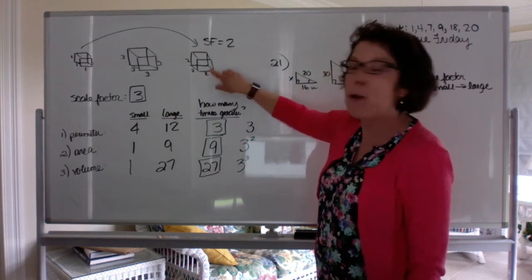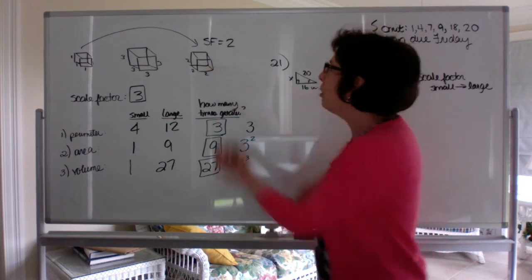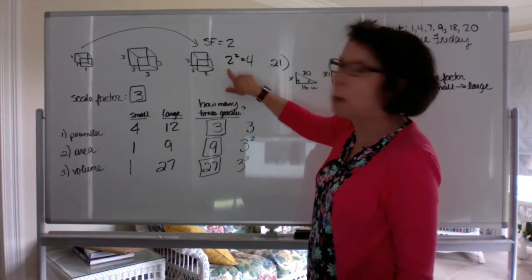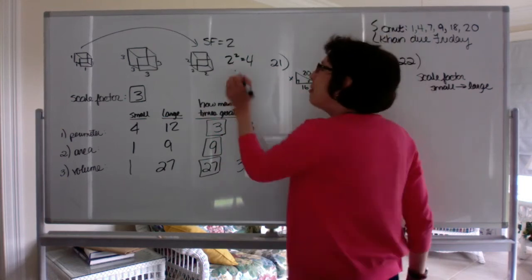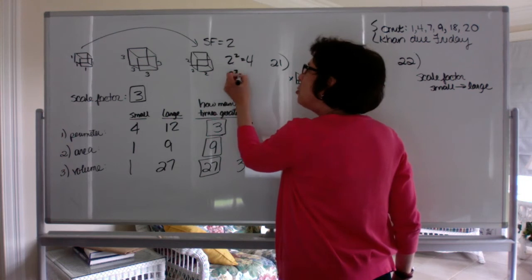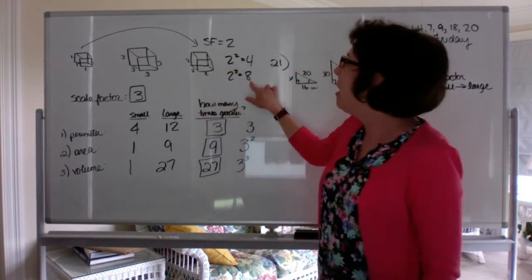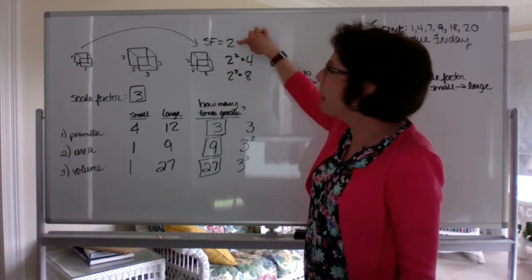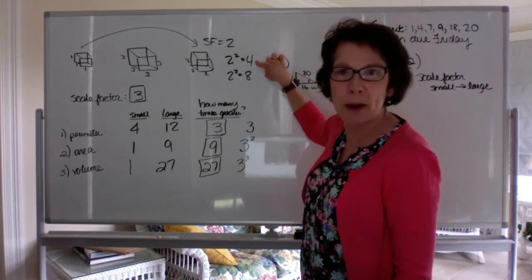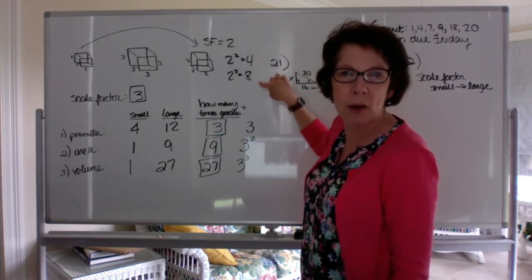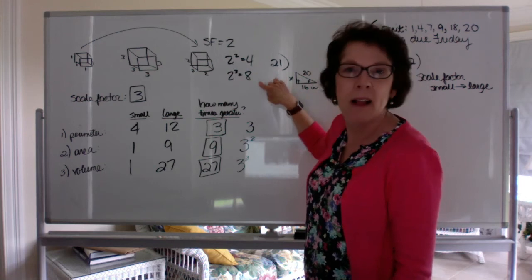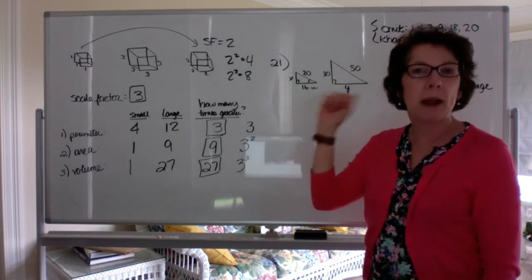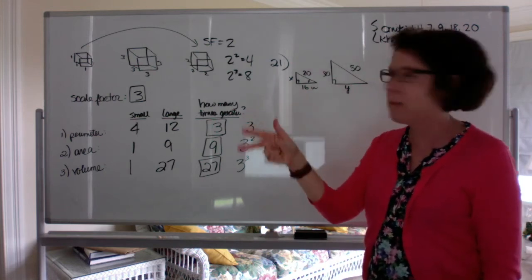Now, what about the area? Well, the area of this square would be 2 squared, or 4 times greater. I take the scale factor and square it to compare the areas. And the volume is going to be 2 cubed, or 8 times greater. So 2 to the first, 2 squared, 2 cubed. 2 times greater for the perimeter, 4 times greater for the area, 8 times greater for the volume. So we can just take our scale factor and raise it to the first, second, and third power to compare perimeter, area, and volume.